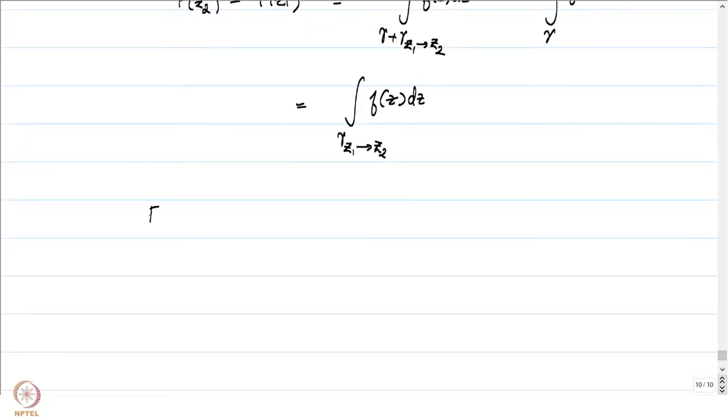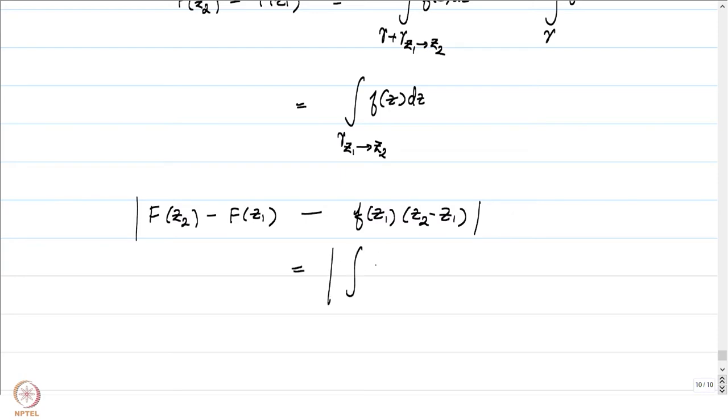So, we know that small f is the candidate for the derivative of capital F at z2. So, let us try to estimate this: small f of z1 times z2 minus z1. Let us try to estimate this. And by going down to what is written above, this is going to be equal to the absolute value of the integral of f of z over gamma z1 to z2, minus f of z1 times z2 minus z1. So, this is precisely what we get.